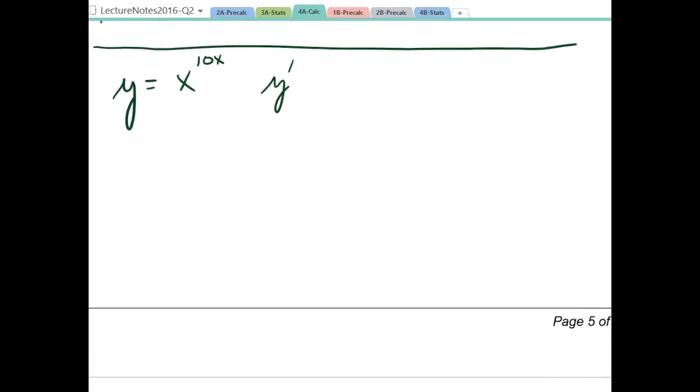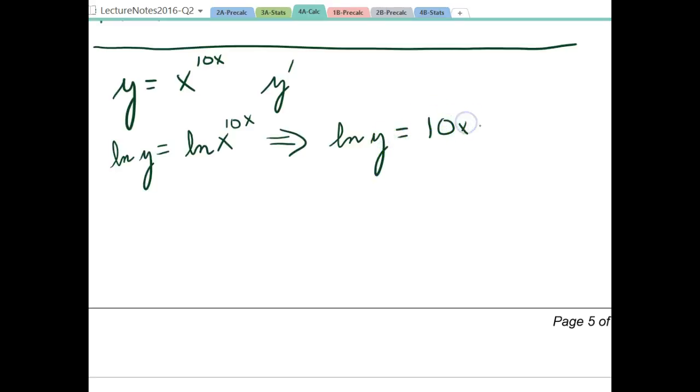Well, what I recognize is I've got my variable x up in the exponent over here, and this is not an e, it's not an exponential, so I'm going to have to take the natural log on both sides. So I'm going to take the natural log of x raised to the 10x power. Using the power rule of logs, my equation is going to become the natural log of y equals 10x times the natural log of x.